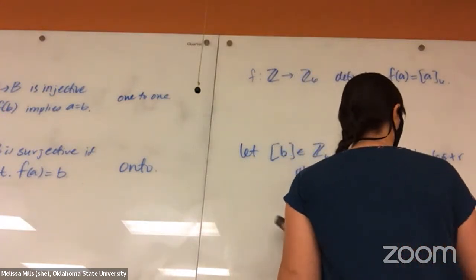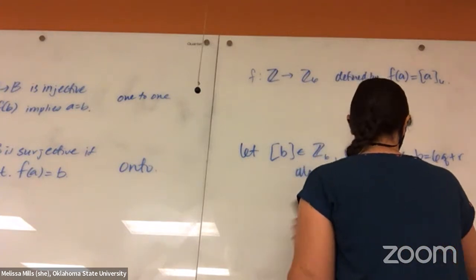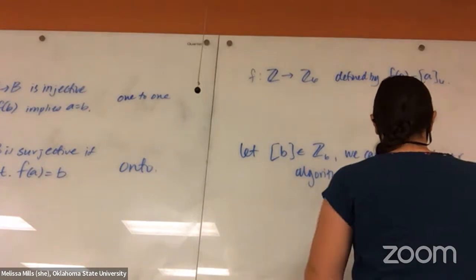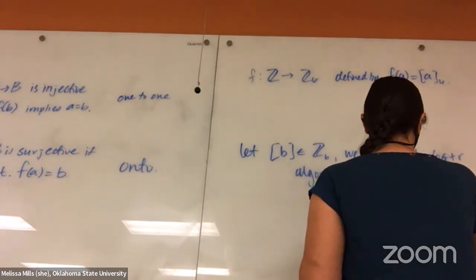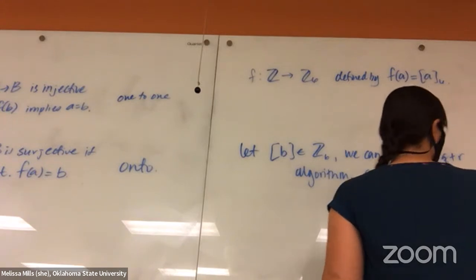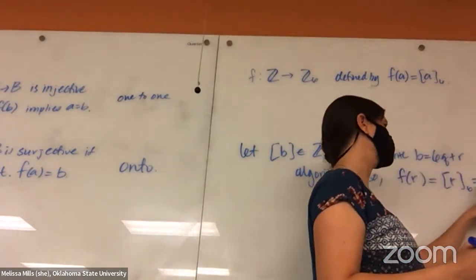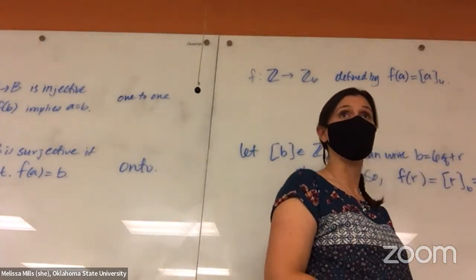So we have that f of R is going to be equal to R mod 6, which is equal to B mod 6. Right, and why is that? Because B minus R equals 6Q. And that's what it means for those congruence classes to be equal, right?